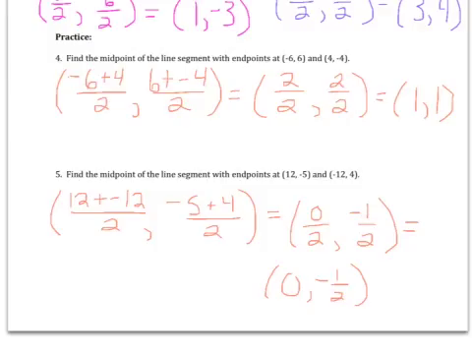We should have gotten (1, 1) for the first answer, and for the second answer we should have gotten (0, -1/2). Sometimes you can get fractions for your answer, and that's okay.